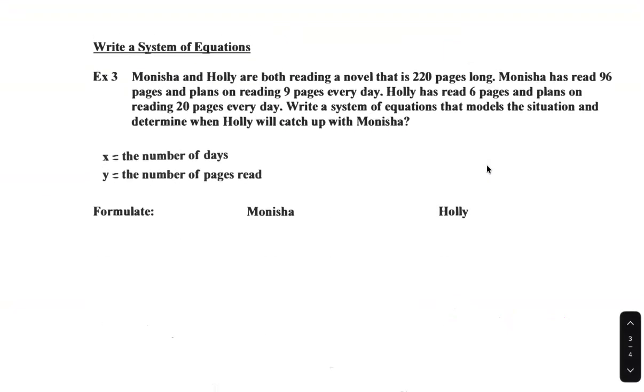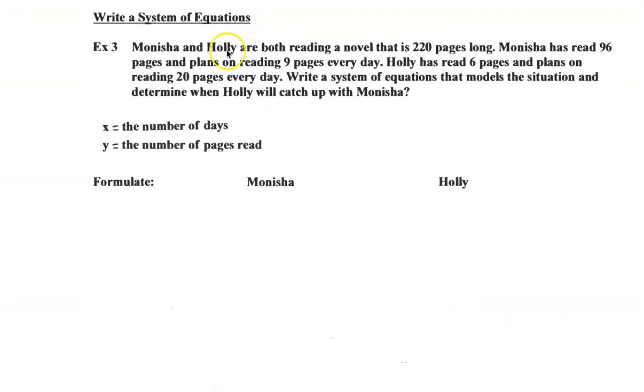Okay, let's move on. So this is our last one. It's an application problem. Monisha and Holly are both reading a novel that is 220 pages long. Monisha has read 96 pages and plans on reading 9 pages per day. Holly has read 6 pages and plans on reading 20 pages per day. Write a system equation that models the situation.